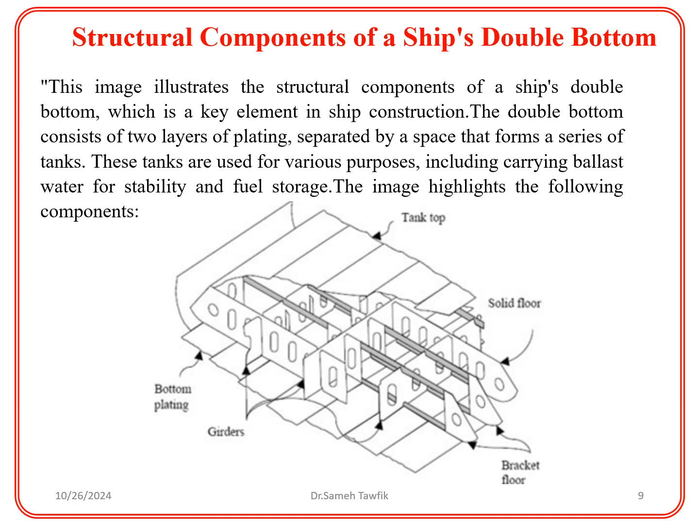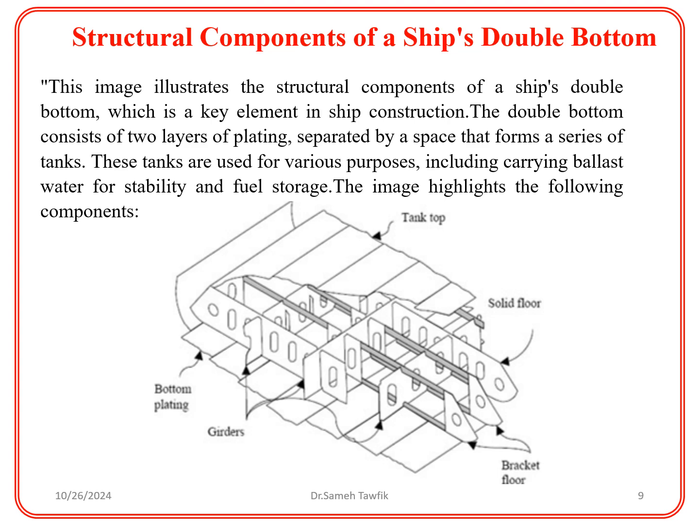Structural components of a ship's double bottom. This image illustrates the structural components of a ship's double bottom, which is a key element in ship construction. The double bottom consists of 2 layers of plating, separated by a space that forms a series of tanks. These tanks are used for various purposes, including carrying ballast water for stability and fuel storage.